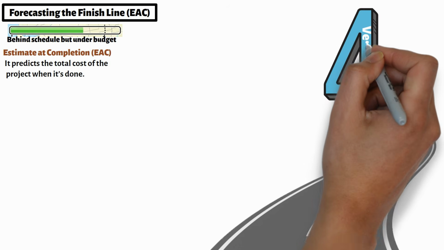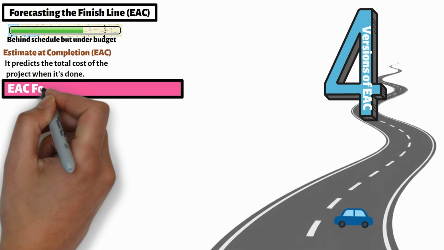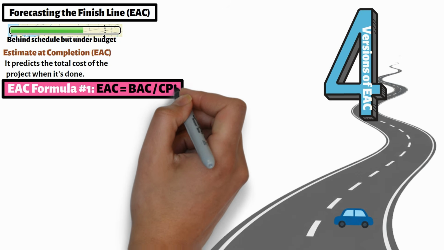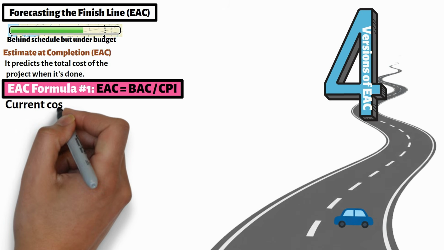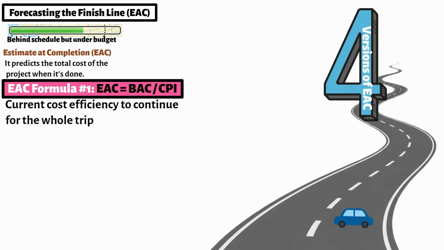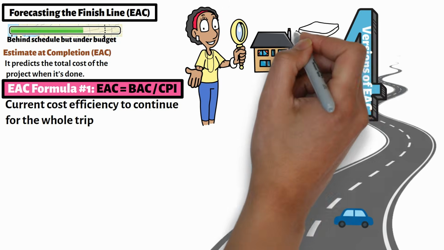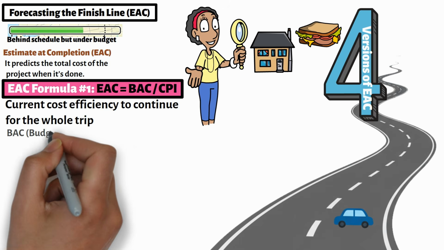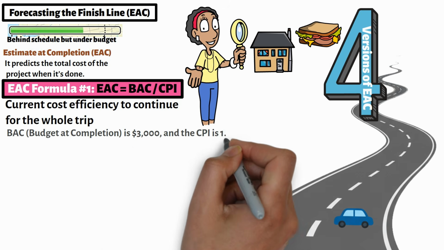We'll walk through 4 versions of EAC, each matching a different driving situation. The first EAC formula is EAC equals BAC divided by CPI. Use this formula when you expect your current cost efficiency to continue for the whole trip. In this scenario, you've been staying at affordable motels, grabbing budget-friendly meals and keeping things simple, and you plan to keep doing that. In our case, the BAC, budget at completion, is $3,000, and the CPI is 1.11.